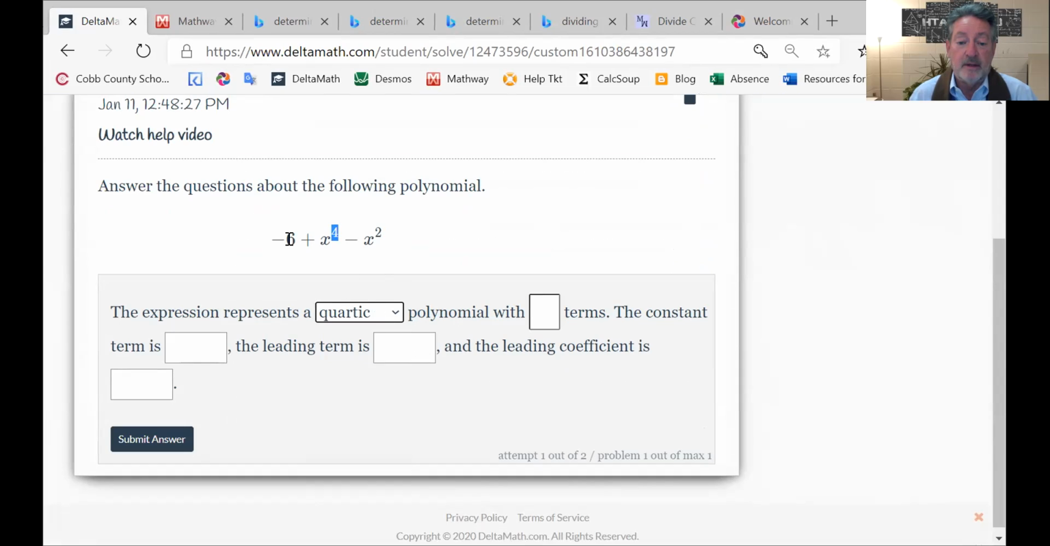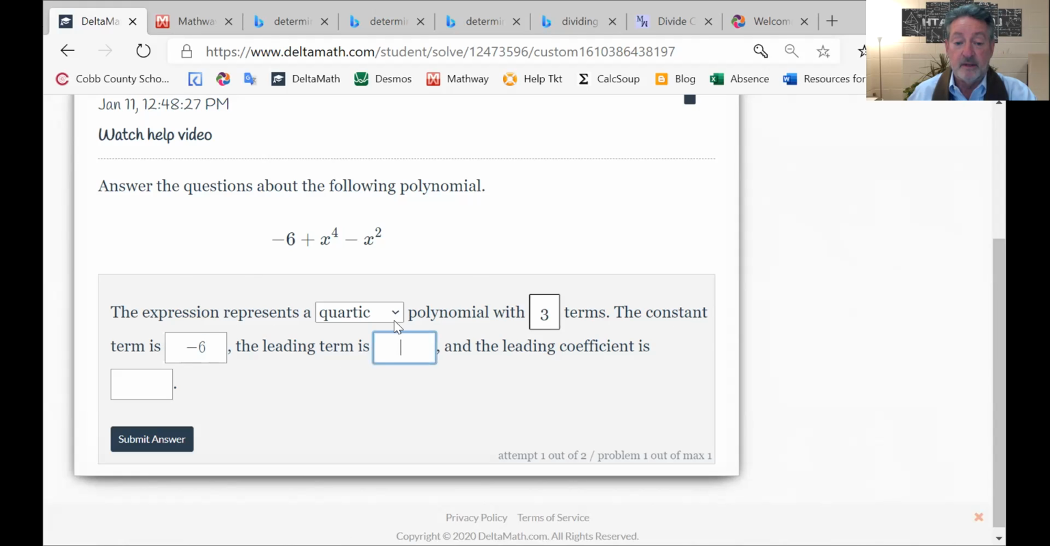And the polynomial has how many terms? Well, it has 1, 2, 3. So terms are separated by pluses or minuses. So this has 3 terms. The constant is -6. There is no variable, so we know it's a constant.